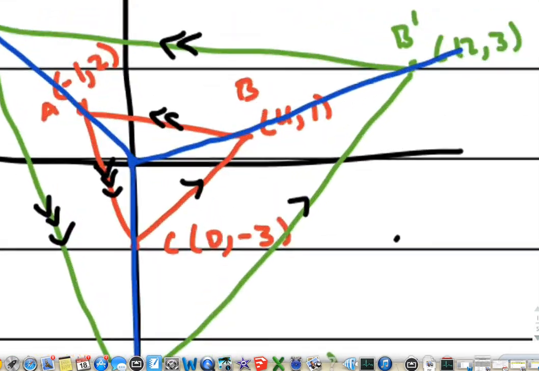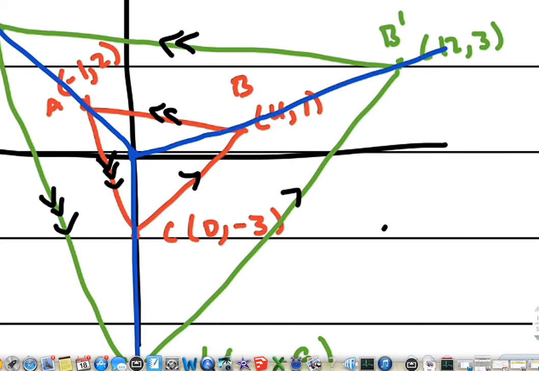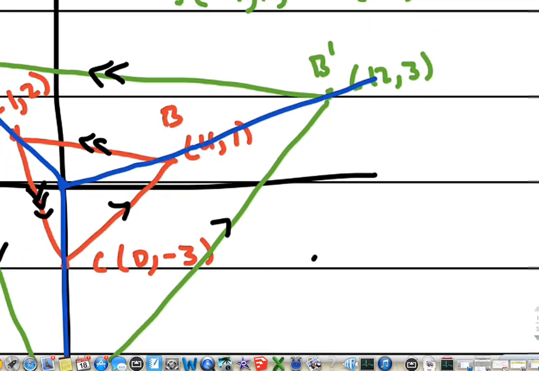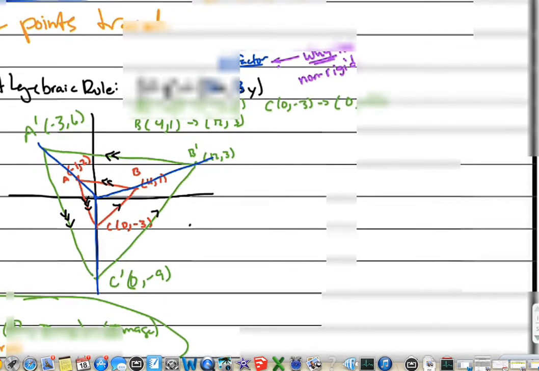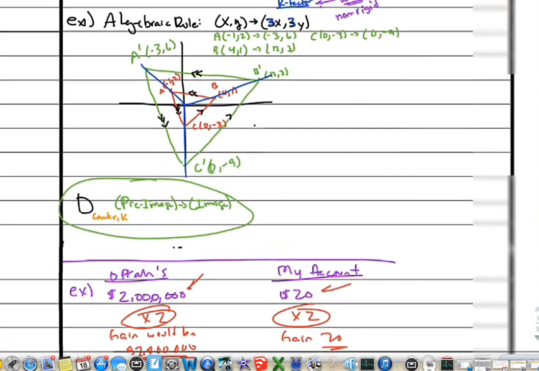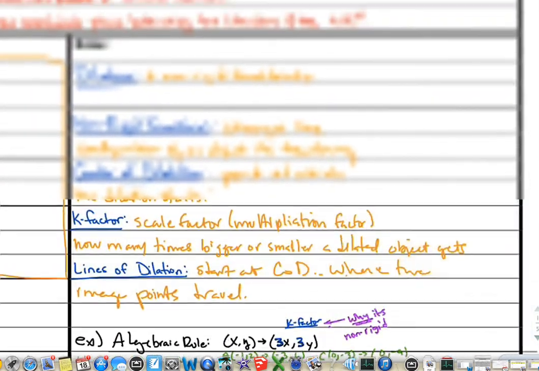Because the bigger the point you had to work with, like 4 as opposed to 1, it changes the stretching horizontally and vertically, which is why 4 went all the way to 12, a gain of 8, and why 1 only went to 3, a gain of 2. That's what multiplication does. So that's the reason why it's non-rigid. So hopefully that can help answer that question a little bit. That's all I have for dilations, guys.